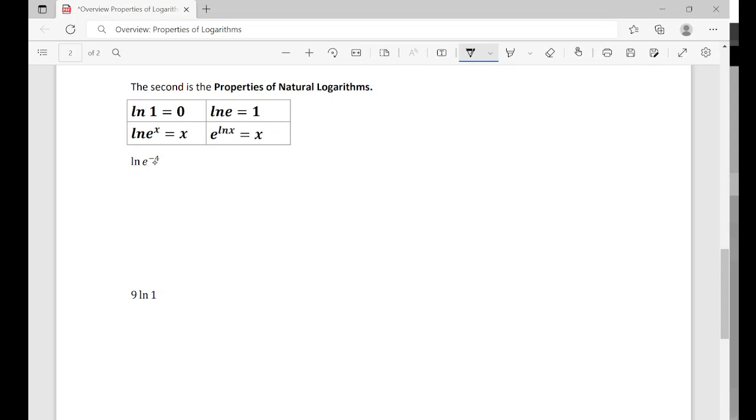So here we have ln e raised to the -4th. This is similar to this one here, where we just end up with the exponent, because the ln and the e knock each other out. So here, our answer is just going to be -4.